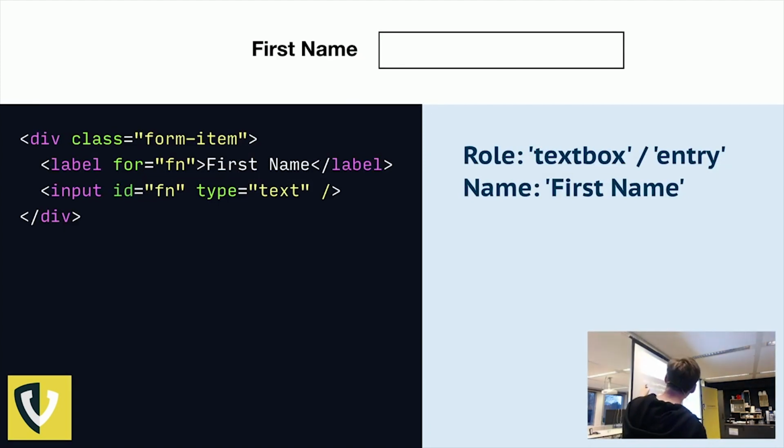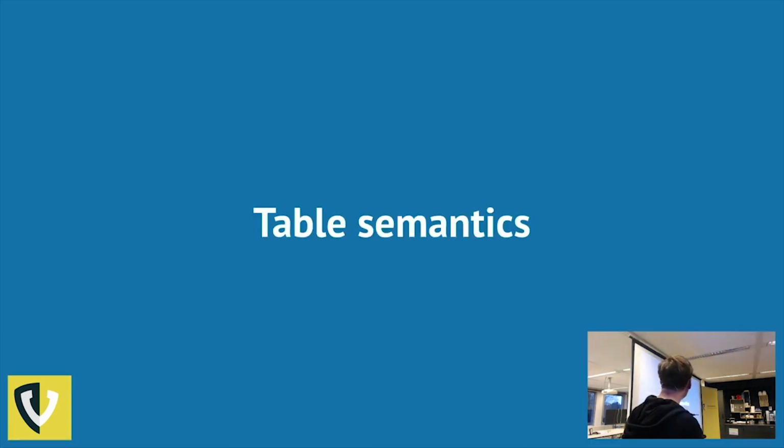So the way it works is you have a label element and an input element, and they need to have the same value. So the label has a for attribute that refers to the ID in the input. And as soon as you do that, you will see in the accessibility tree that it now has a name. This first name just goes into the name value for the accessibility tree.